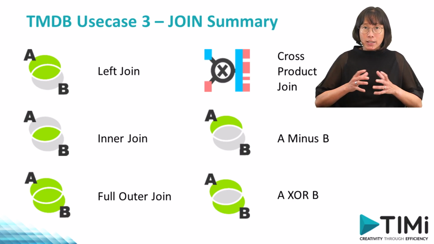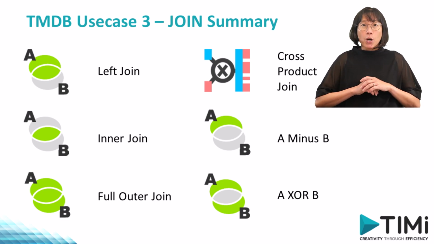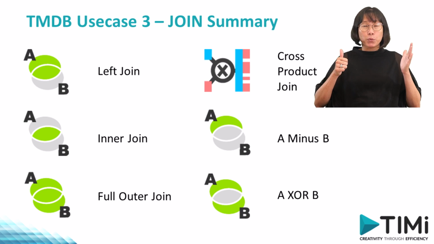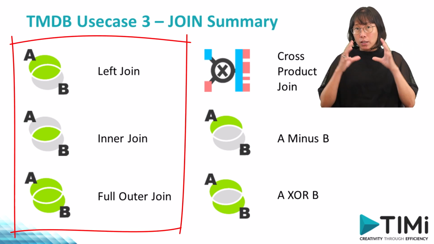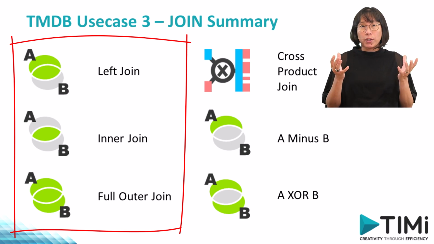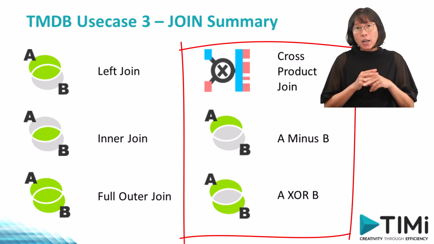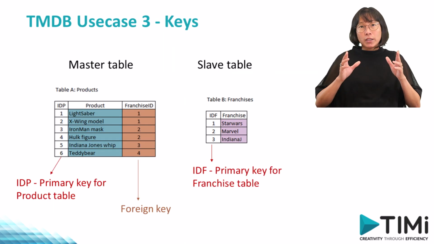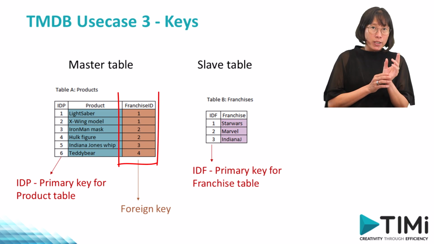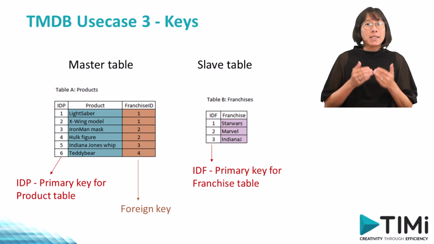So here is a slide that summarizes everything that we have seen so far. We have seen 6 different types of joins. The 3 most common joins are the left join, the inner join, and the full outer join. The less common types of join are the cross product join, the A minus B join, and the XOR join. All these joins require 2 columns to operate, a foreign key column and a primary key column. The foreign key is inside the master table.